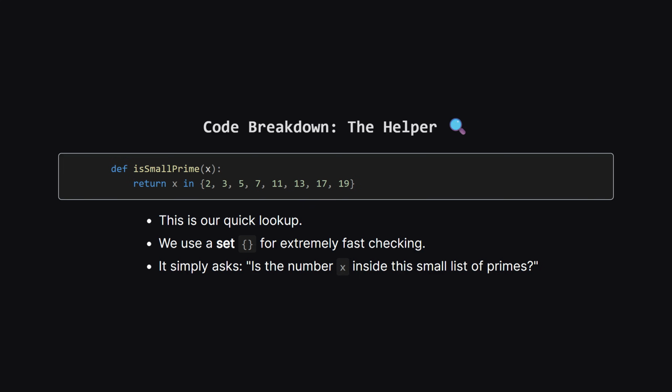Remember that clever trick we talked about earlier? This is it in action. Instead of doing division to figure out if a number is prime, we just check if it exists inside this predefined group of numbers. In Python, using curly braces makes this a mathematical set, which means looking up a value in it is incredibly fast.